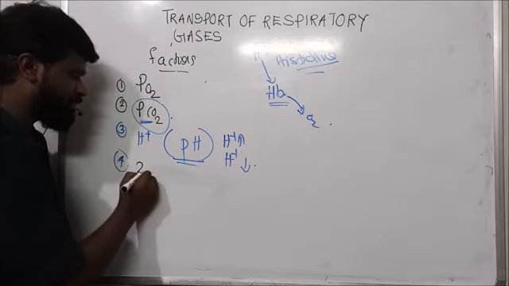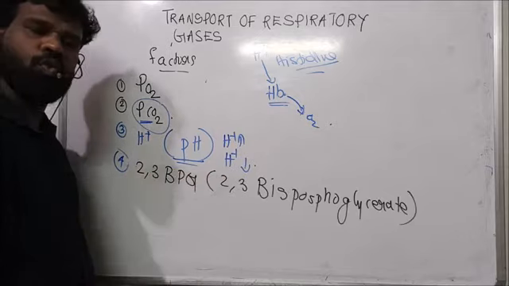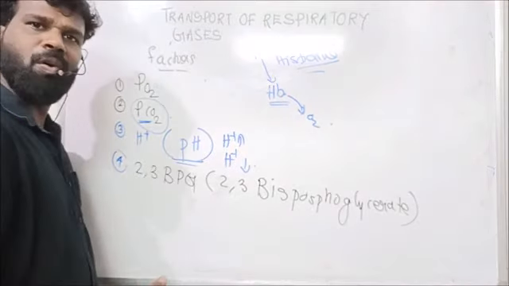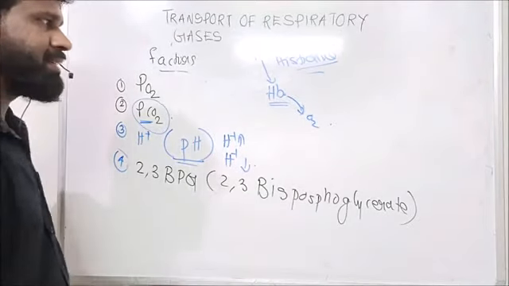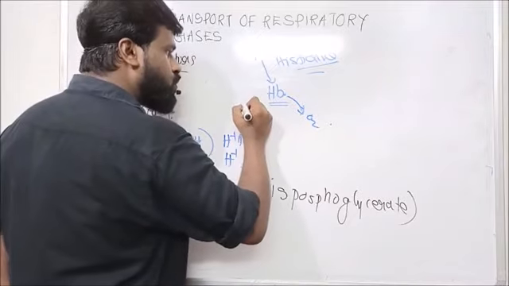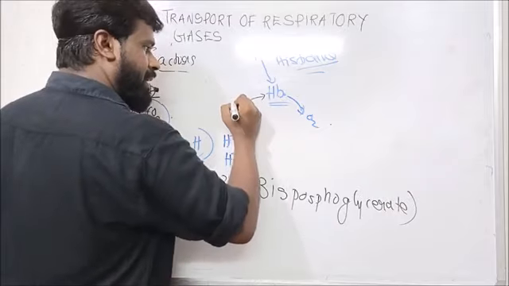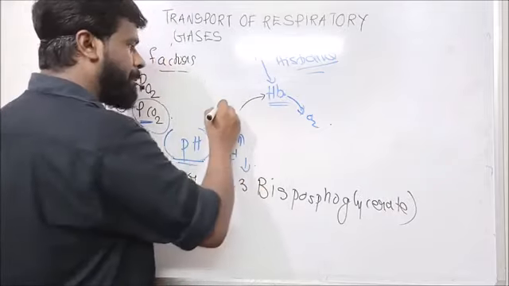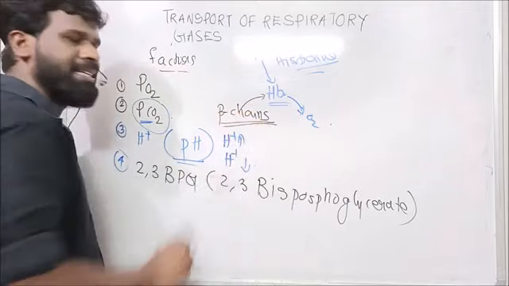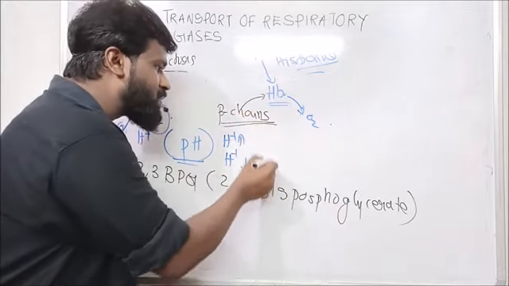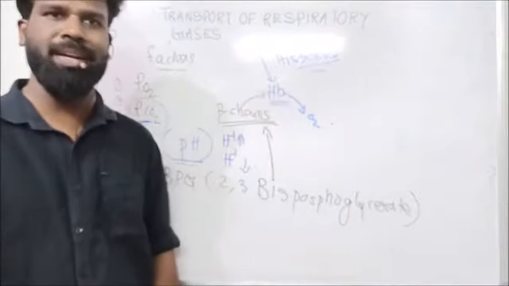Another factor is 2,3-bisphosphoglycerate. Hemoglobin has an affinity to this 2,3-bisphosphoglycerate. This 2,3-bisphosphoglycerate binds to the amino end of the beta chains of hemoglobin.